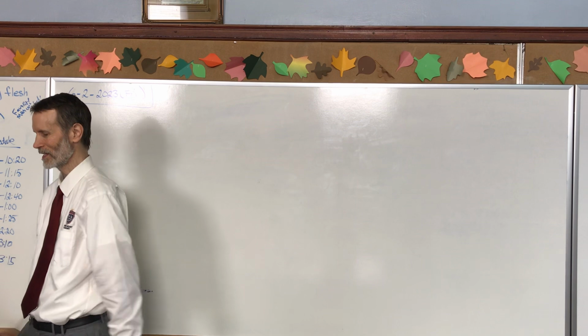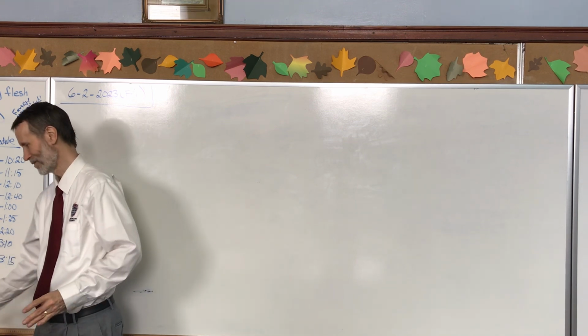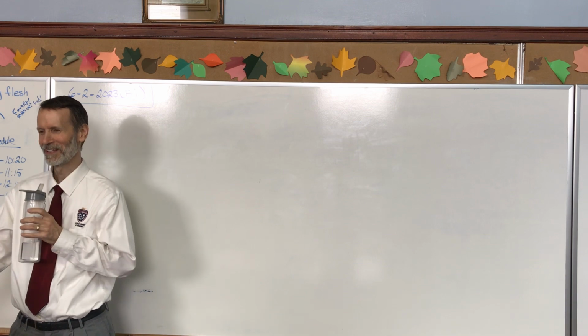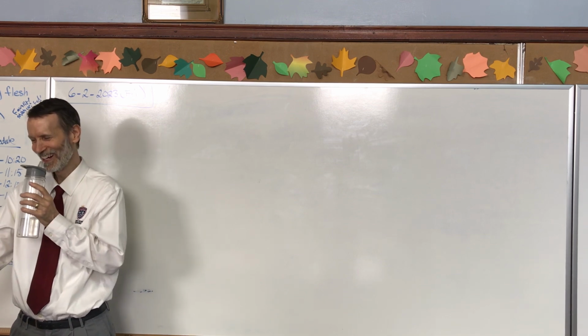All right, number 6, the slope is 4 over 5.